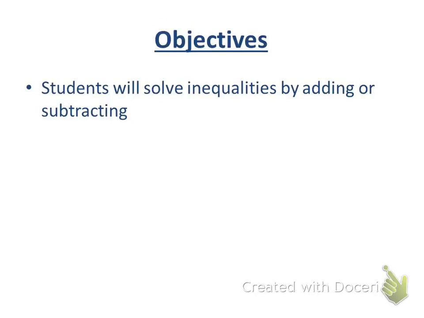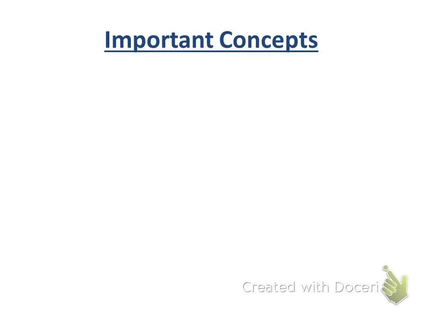We are combining lessons 66 and 70. So we'll do 66 first, which is solving inequalities by adding or subtracting. And then lesson 70, a little bit of a wrinkle there, is solving inequalities by multiplication and division. All right. So let's have a look at a couple of important concepts from this section.